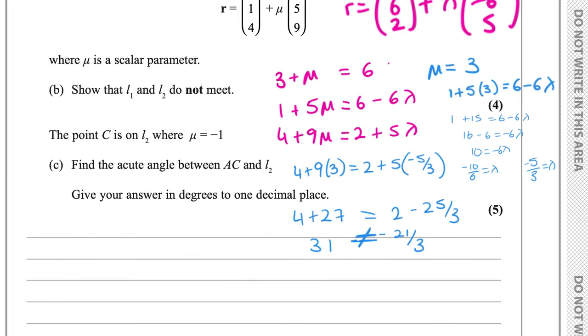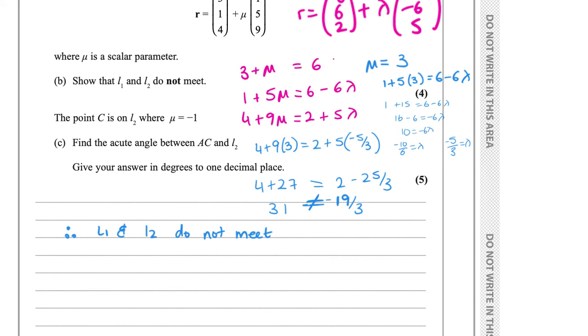So therefore, L1 and L2 do not meet. Sorry, everyone. It's minus 19 over 3. However, they still don't equal each other, so they don't meet. Okay, then. Part C.